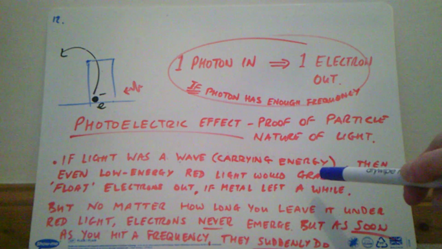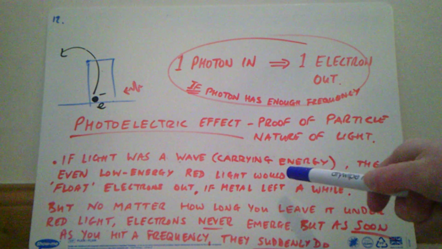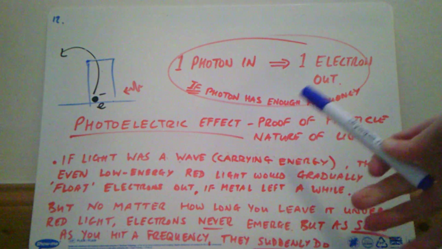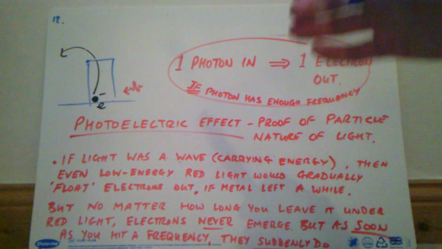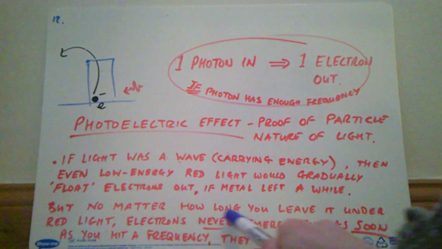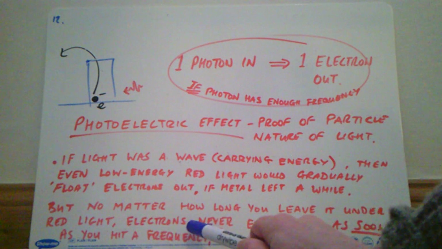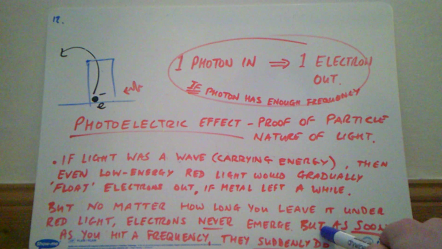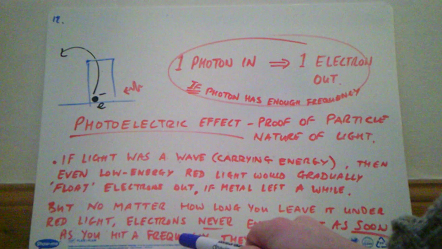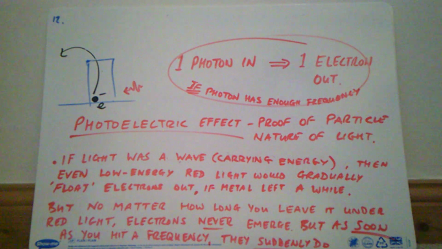You can leave a lump of metal underneath a low energy light, like a red light or whatever, for as long as you want, and nothing ever happens. No matter how long you leave it under a red light, electrons never emerge. But as soon as you hit a particular frequency, they suddenly do.